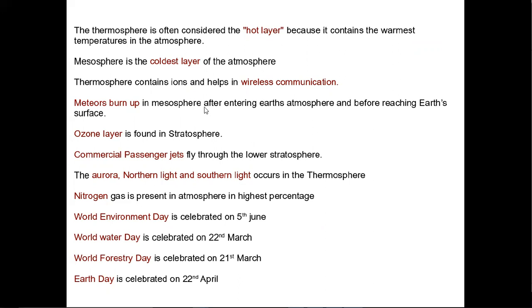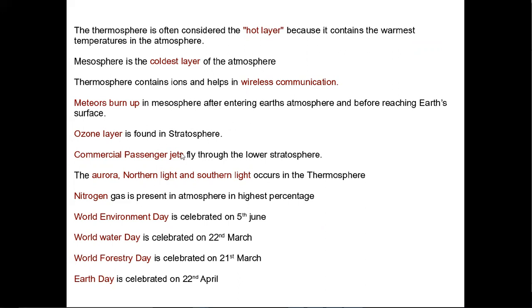Similarly, in which layer do meteors burn up? Meteors burn up in the mesosphere, after entering Earth's atmosphere and before reaching Earth's surface. And in which layer is the ozone layer situated? Remember, the ozone layer is found in the stratosphere.